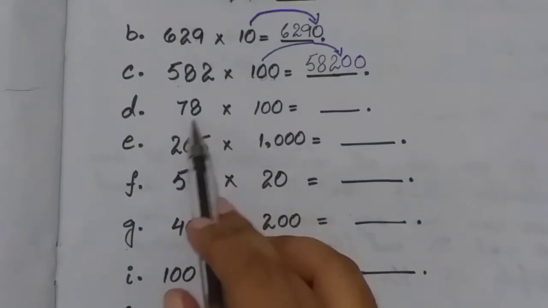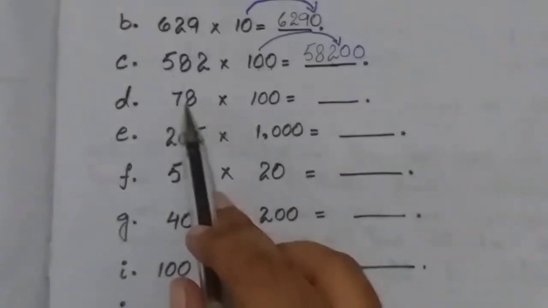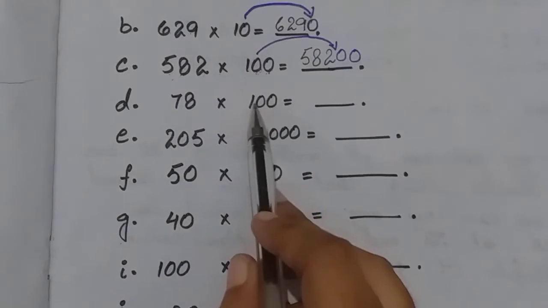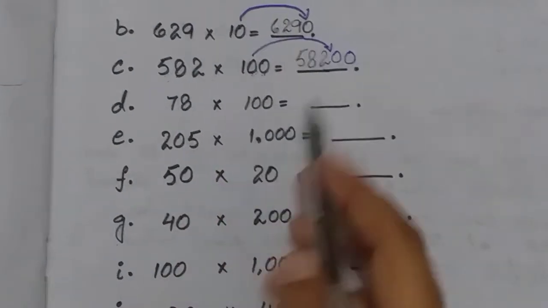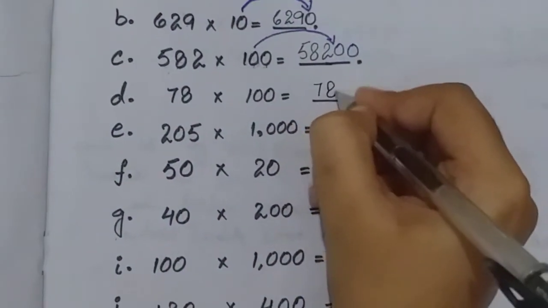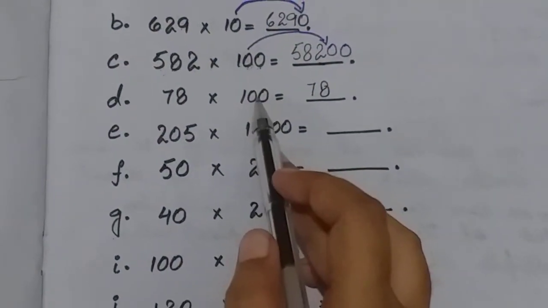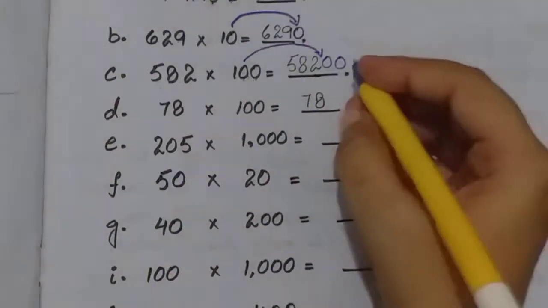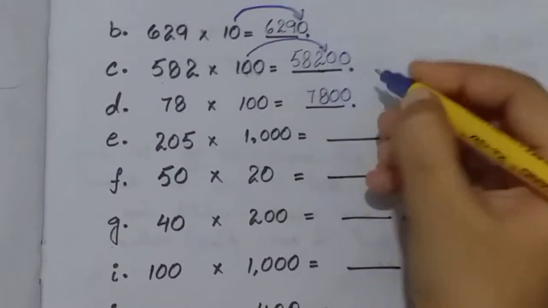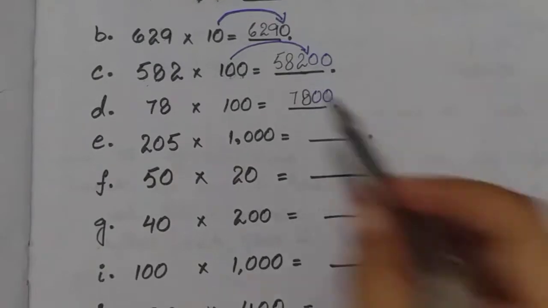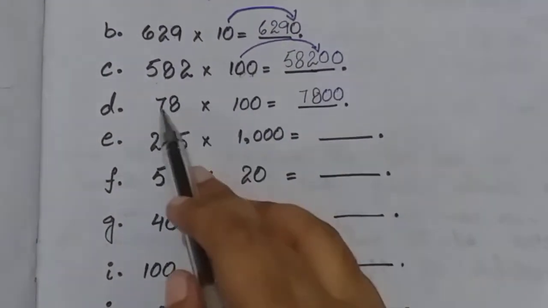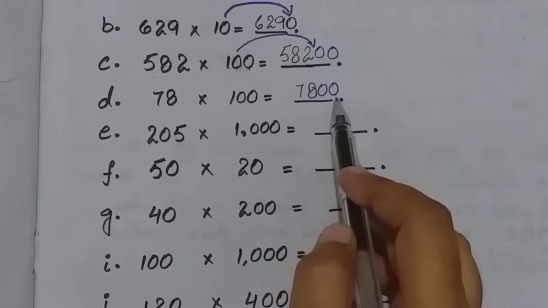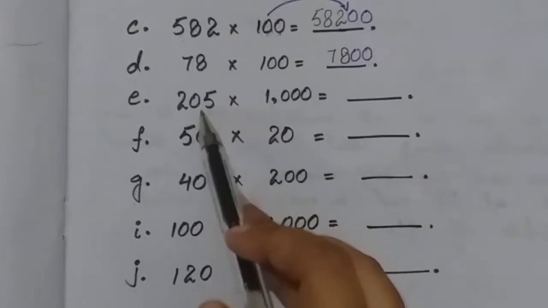In a similar way we will find some other products. 78 multiplied by 100, again we ignore these two zeros and we simply multiply 78 by 1. So our answer will be 78. Now what we will do? We will place these two zeros at the end of our product. So it will become 7,800. So we have found 78 multiplied by 100 is equal to 7,800. Let's move to the other example.